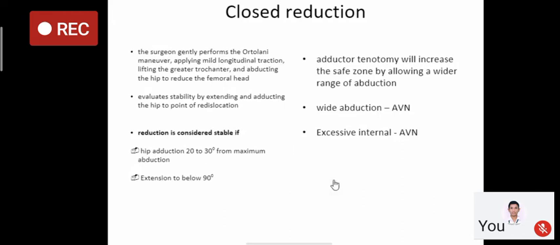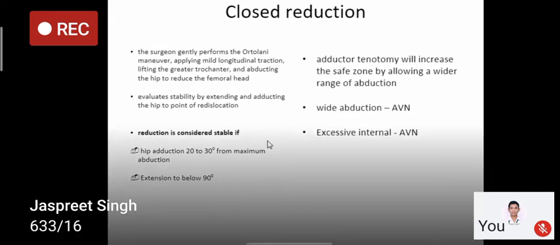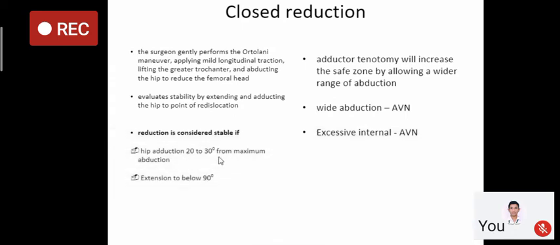And how do you assess whether the reduction is stable or not? Hip adduction 20 to 30 degrees from maximum abduction. If you are able to achieve 20 to 30 degrees of adduction, that means it's stable, and extension to below 90 degrees.